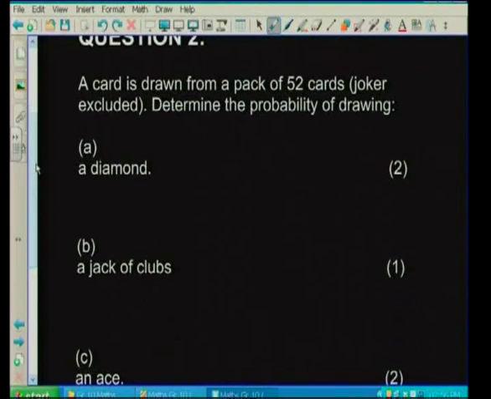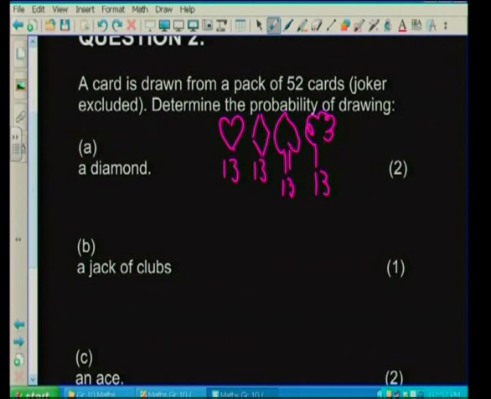The first question says, a card is drawn from a pack of 52 cards, joker excluded. Determine the probability of drawing a diamond. Now remember, I said to you guys, there are 13 hearts, 13 diamonds, 13 spades. Now you must please excuse my drawings. And there are 13 clubs, which look a bit like that.